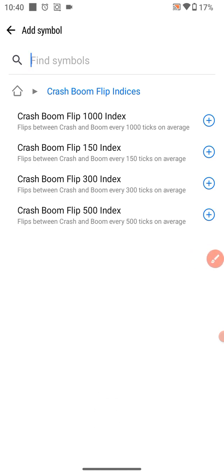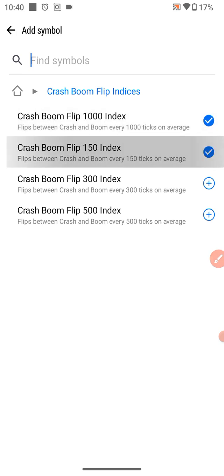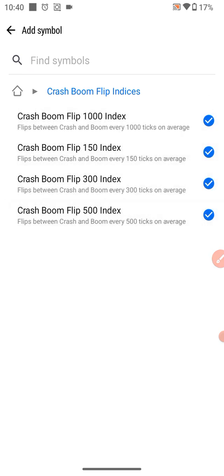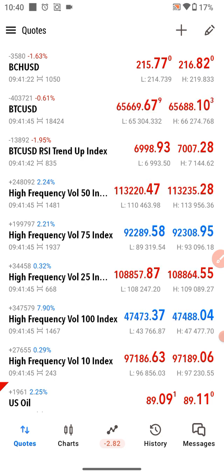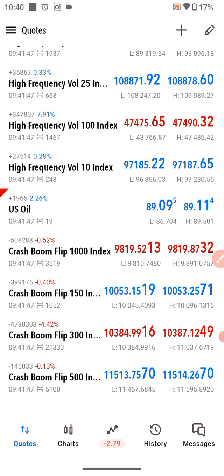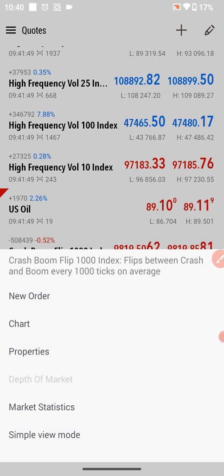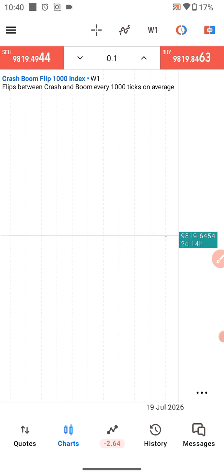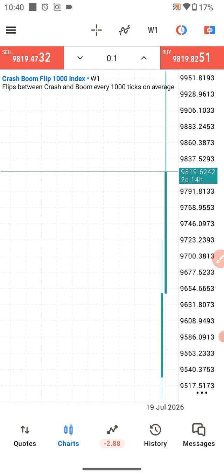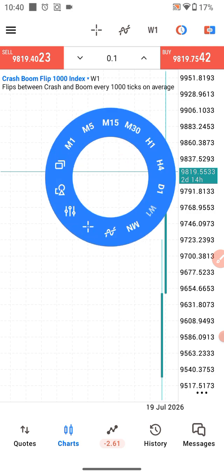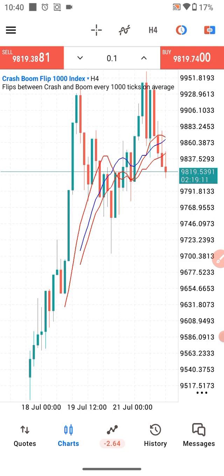The question is, should I try all these pairs or should I just look at them? Let me go over them one by one and see what they can do to make my trading life a better place. So let's say I want to check the Crash Boom Flip 1000 index. Remember guys, what I'm looking for is a pair that I can trade with direction, with movement direction that is probable, not something that just does not work.